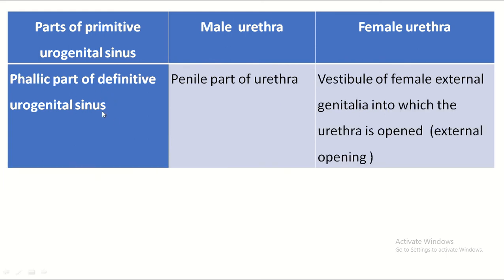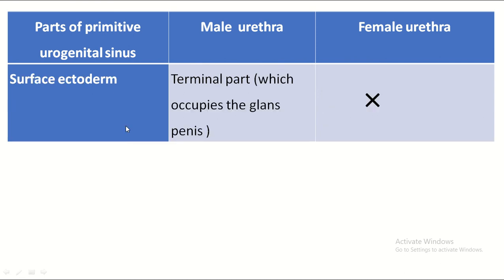The phallic part of the definite urogenital sinus forms the penile part of the urethra, and the vestibule of the female external genitalia into which the urethra opens. From surface ectoderm, the terminal part of the male urethra is developed, but in the female, no part of the urethra is developed from surface ectoderm.